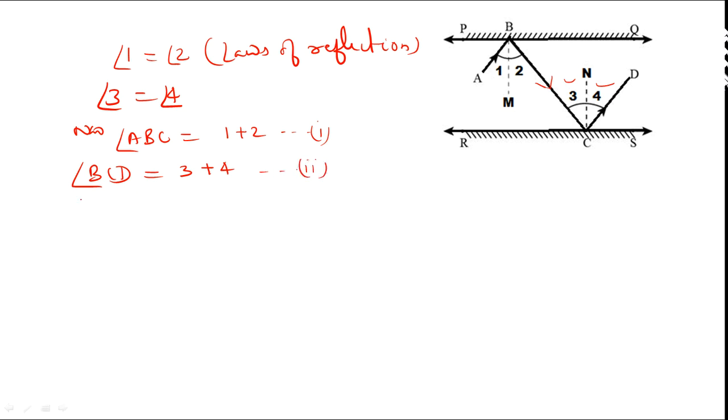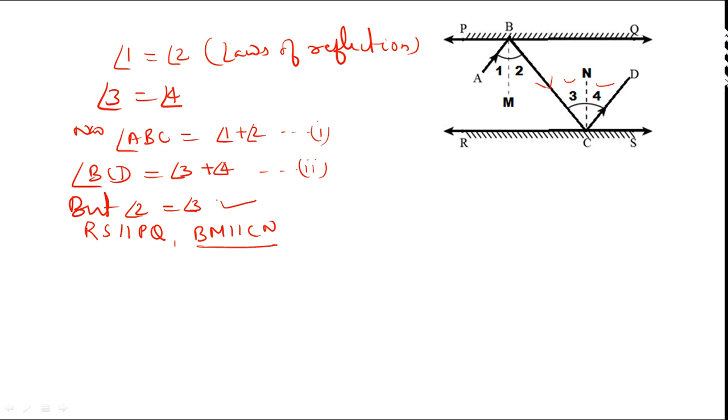But angle 2 is equal to angle 3. You can use the sign of angle, so you don't get confused. Angle 2 is equal to angle 3. Why? Because BM is perpendicular to PQ and NC is perpendicular to RS. So when PQ and RS are parallel, their perpendiculars will be parallel, right? RS and PQ are parallel, therefore BM is also parallel to CN. If BM and CN are parallel, then 2 and 3 are equal.